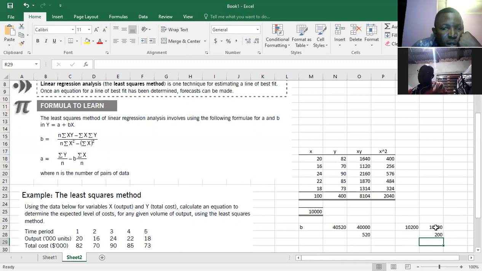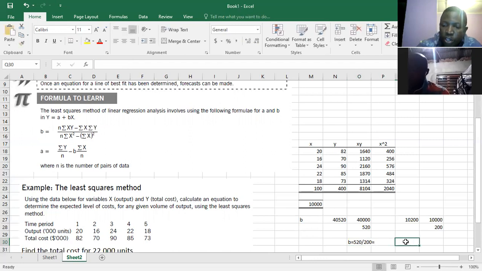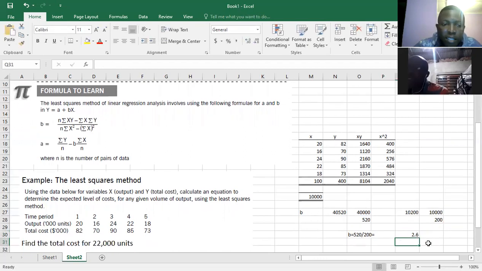So what do we have? On the top we have 520. So our B now is 520 divided by 200, which gives us 2.6. So that's our B.